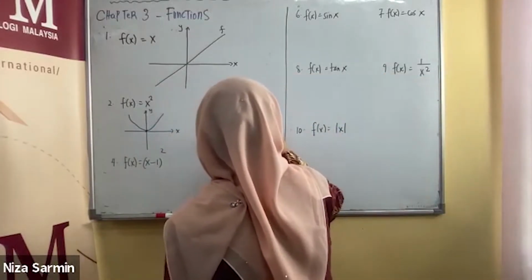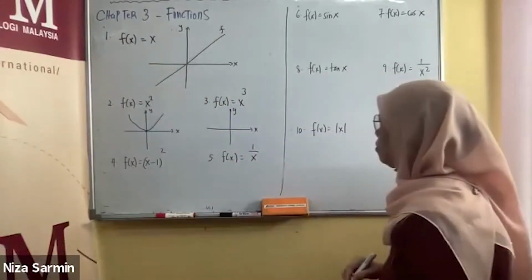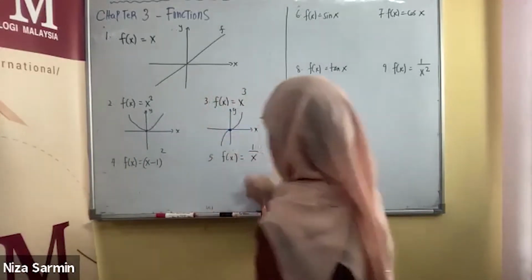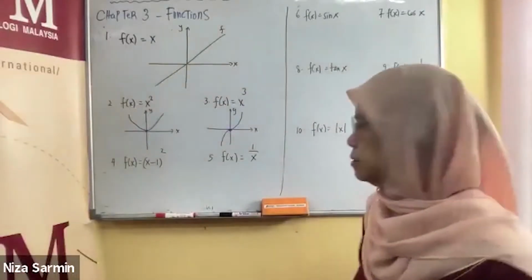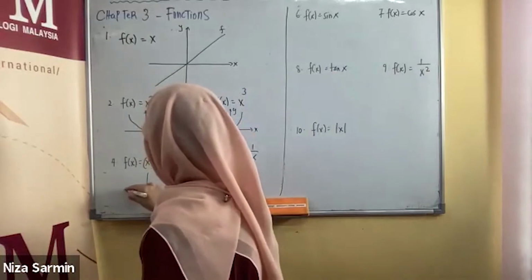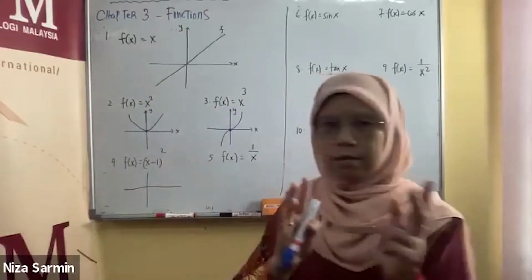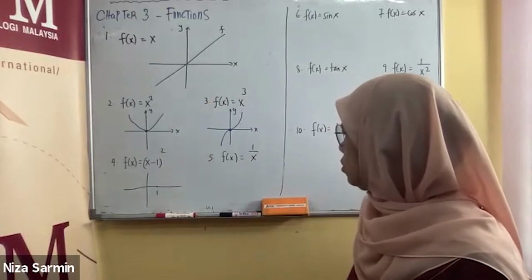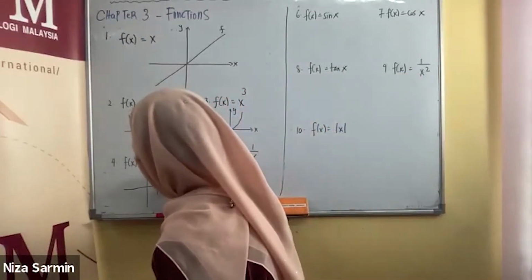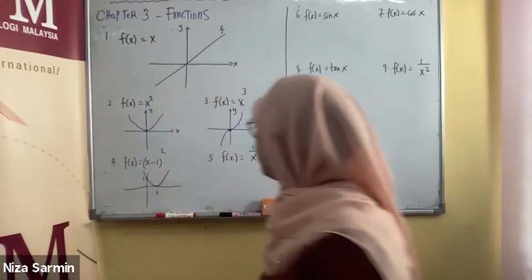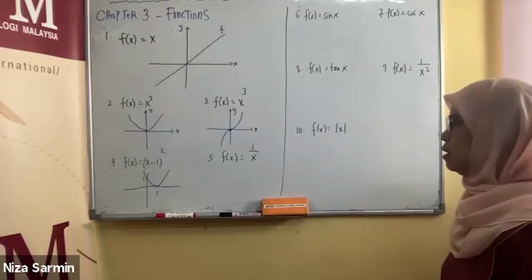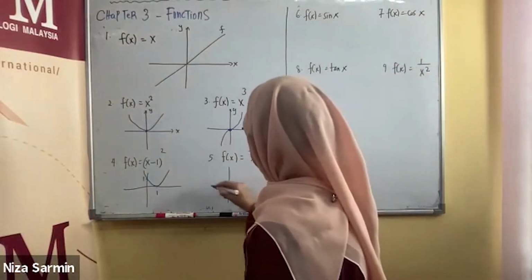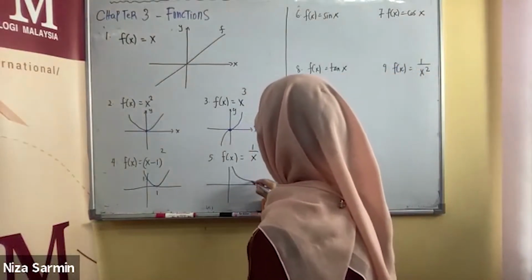Then it's cube. Touching the zero, it's cube. This one you have to move a little bit to the one, right? So you move to the one. And when x is 0, y is 1. So it touches. This one is like this, 1 over x.